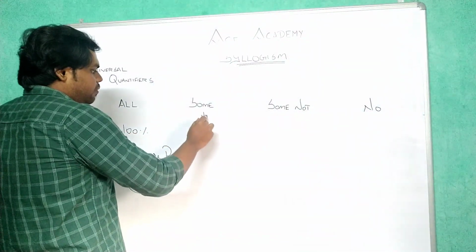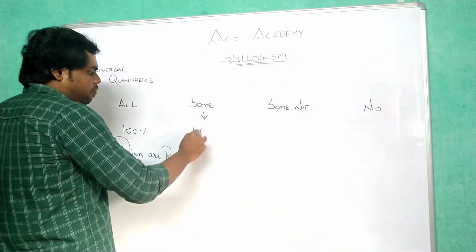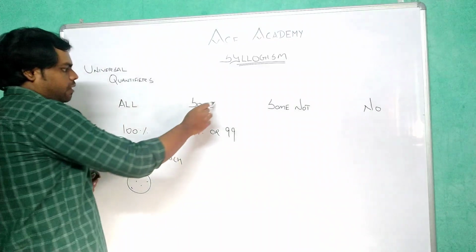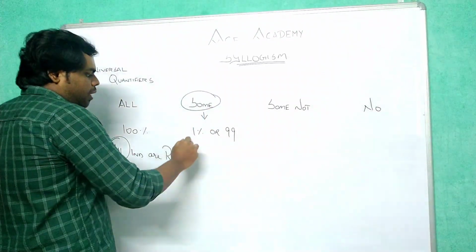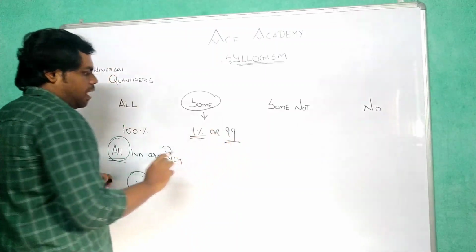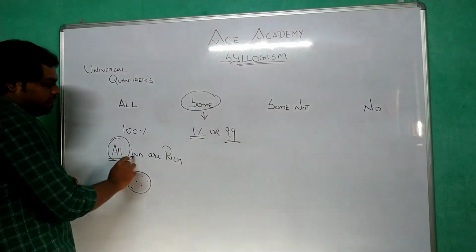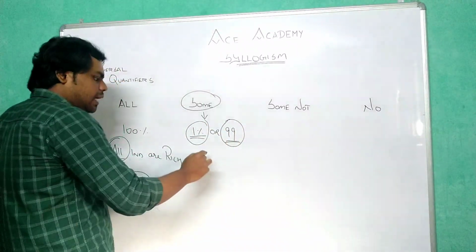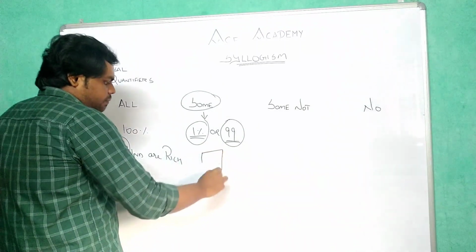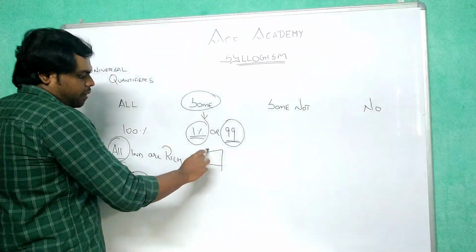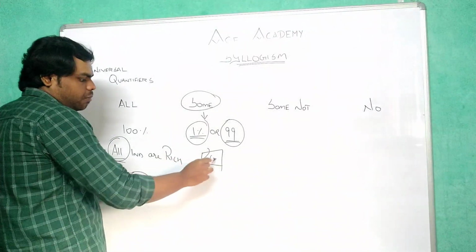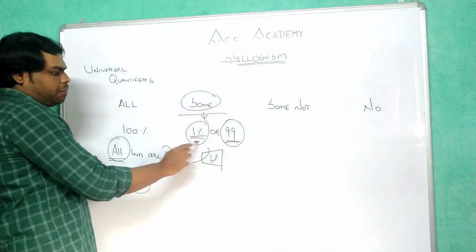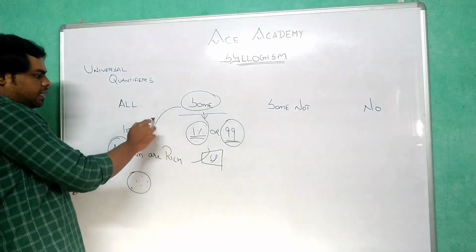So what do we mean by some? Some means a minimum of 1% or a maximum of 99%. Some is a not very sure quantifier. It means only 1% or 99% of them are rich. For example, if I say some Indians are rich, it can be either 1% or 99%. I mean this part of Indians are rich and I'm not sure about this part. So that is what some means. Some means either 1% or 99%. It does not mean that it is 100%.